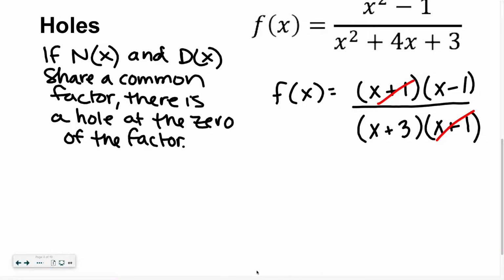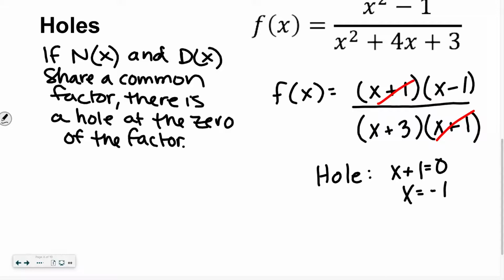A hole is going to be just like what it sounds. Like you're going about your merry way, drawing a graph, and then there's a hole, which is going to be marked as an open circle at a single point, where you have to pick up your pencil and go on the other side. There is no graph right there, but the rest of the graph is perfect. There's just a gap in the middle right there. So that hole happens at the zero of the factor that is common. So for our hole, we could set x plus 1 equal to 0, and our hole exists at x equals negative 1.